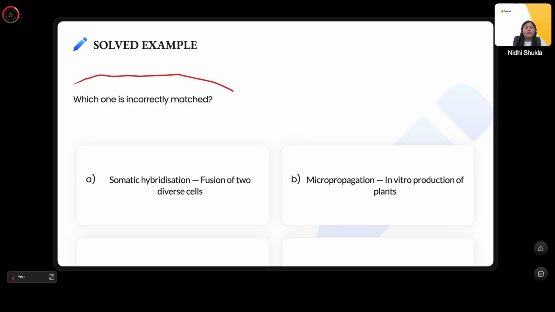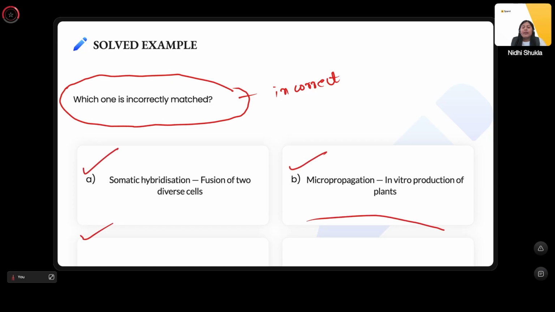Now, which one is incorrectly matched? So here you have to find the option which is incorrect. So let us dive into our options. Somatic hybridization, fusion of two diverse cells; micropropagation, in vitro production of plants; callus, unorganized mass of cells; and vector DNA, site of recombinant RNA synthesis. As you can see, options A, B, and C are absolutely correct. Vector DNA is not the site of recombinant RNA synthesis.